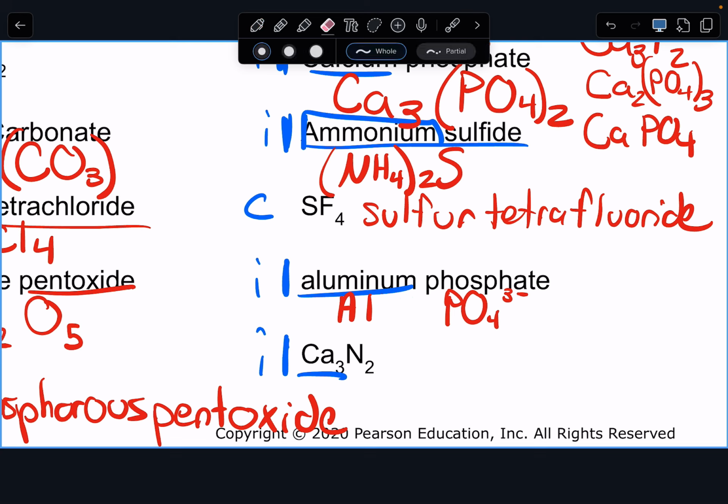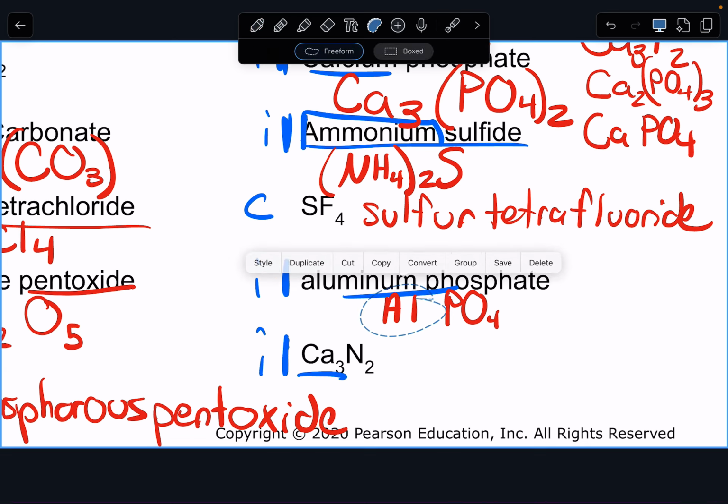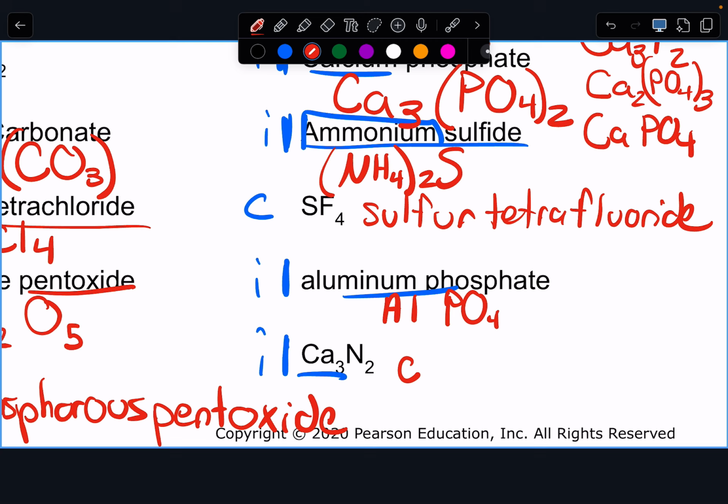Okay, so I'm going to erase those. And it's just AlPO4. And then the last one, going from formula to name is a lot easier, isn't it? Calcium, nitrogen, but it changes to ide, nitride.